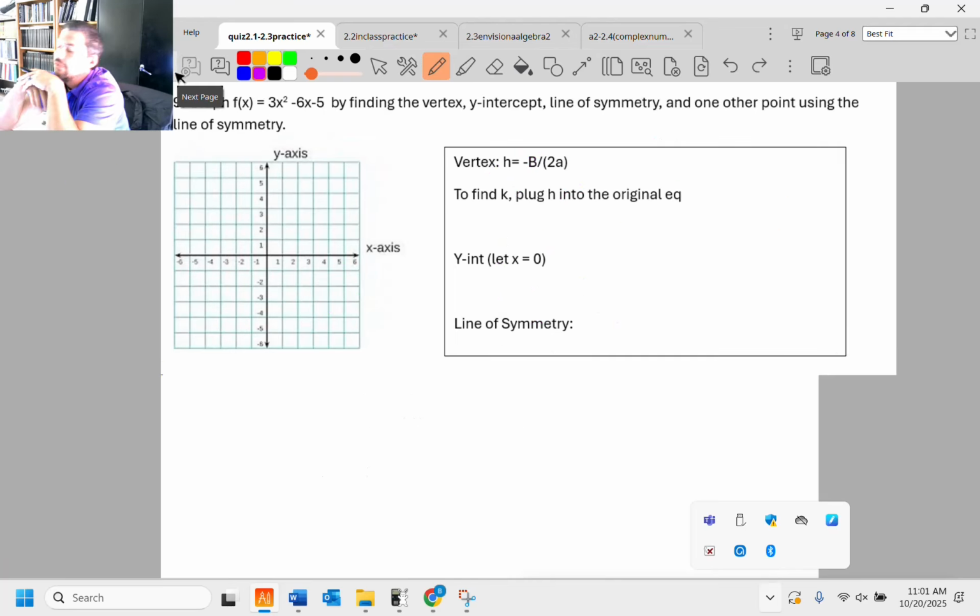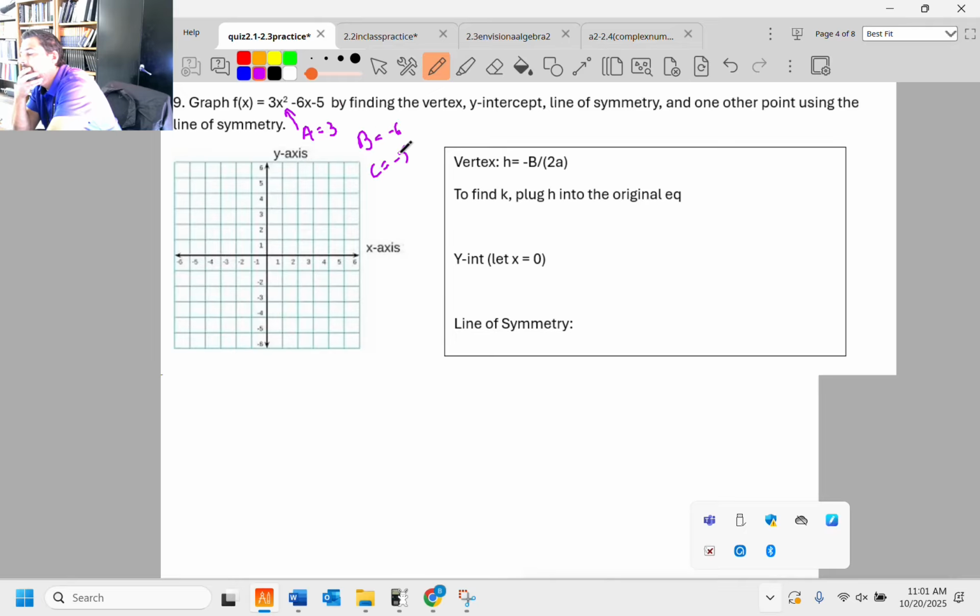All right, number 9, graph this one, which is in standard form by finding the vertex, the y-intercept, the line of symmetry, and one other point using the line of symmetry. So let's go through here. The vertex H, or x subscript v, whatever you like to think of, is found as opposite b over 2a. And let's go through our labeling here. A is 3, b is -6, and c, even though we don't need it, is -5.